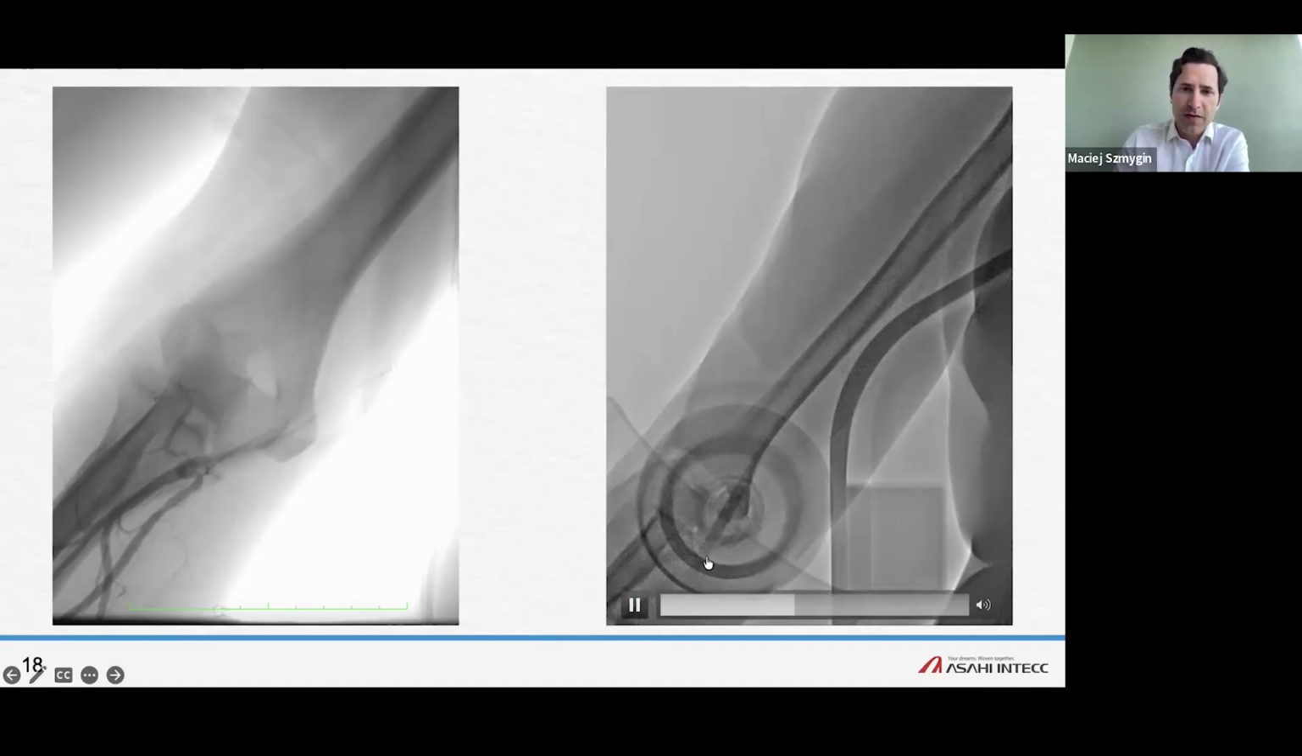So if we see a very small artery, we have to be sure, and especially if we see the loop here, we have to go in the main vessel. Sometimes it requires a tiny microcatheter and microwire. Still, we have to use it to go to the place safely.